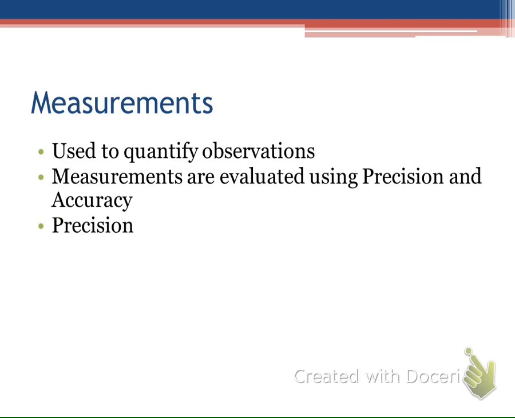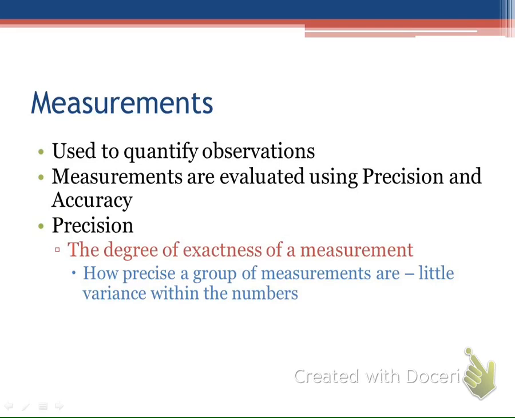All right, so if I'm talking about something that is precise, if I'm telling you that I have precise measurements, does anyone know what I'm talking about? Precise means what? Means they're close together, okay, or the degree of exactness of a measurement. Precise measurements mean that all of your measurements from all your trials are really, really close together. Okay, they have very little variance within your numbers. Okay, precision is how close together your measurements are.